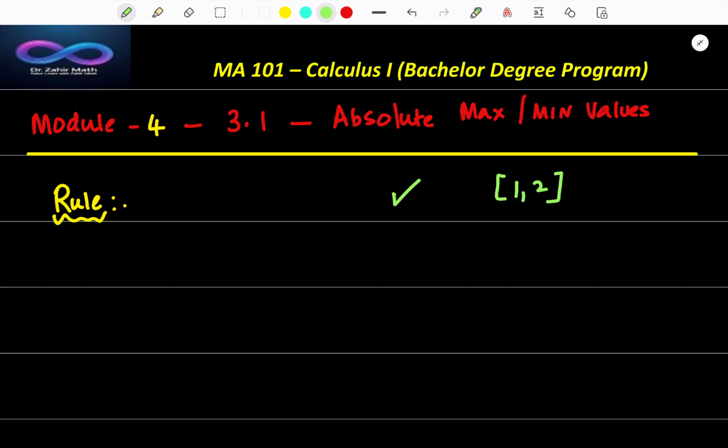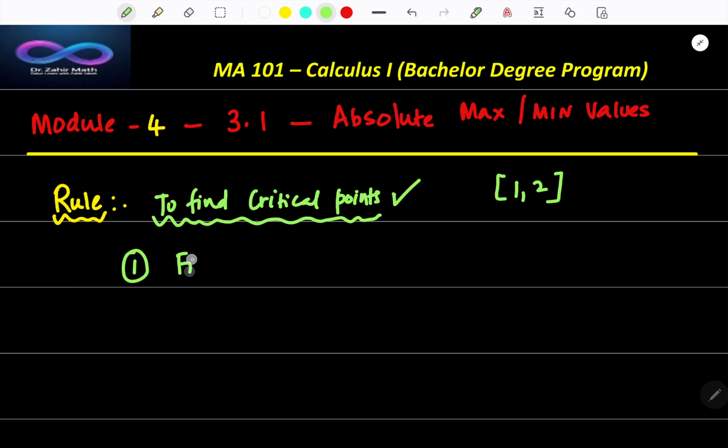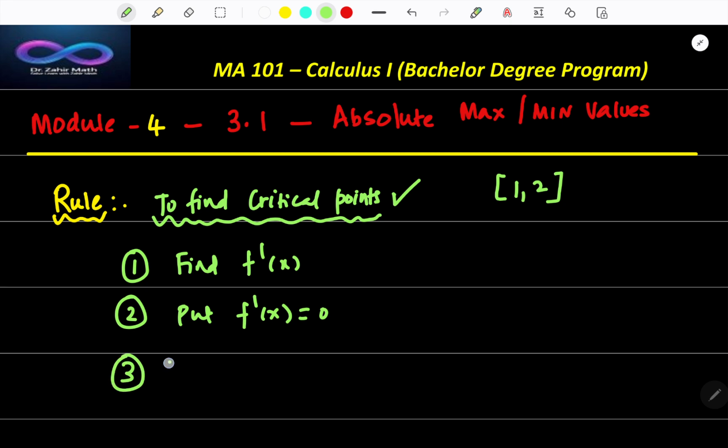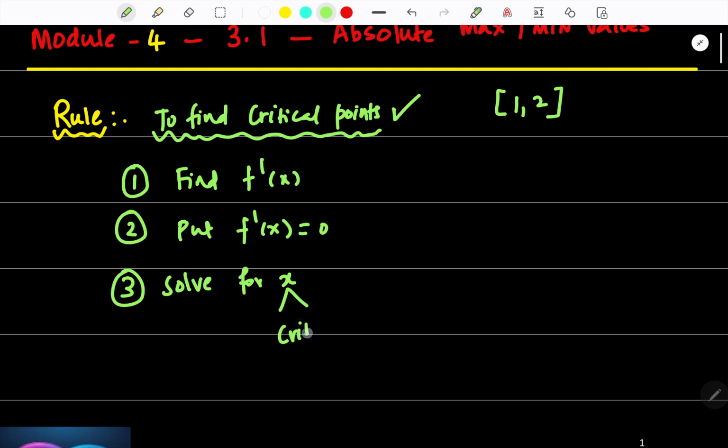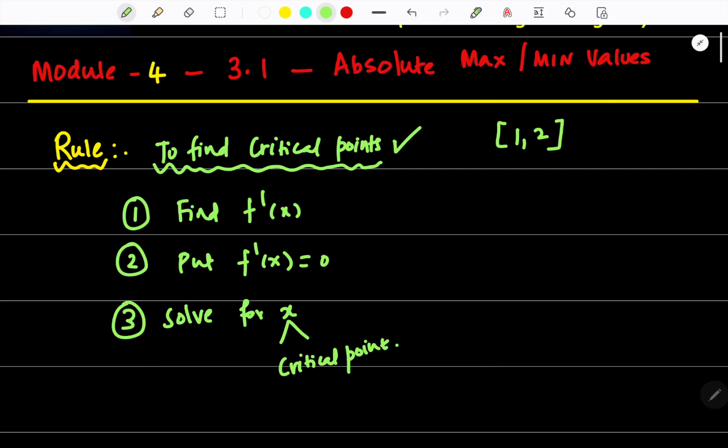Bismillah, let's begin. Before going to this one, first I need to give the rule for how to find critical points. This is the first thing. So in the first few questions we are going to solve how to find critical points. Step number 1, find f dash of x. Step number 2, put f dash of x equal to 0. Step number 3, solve for x. This x is called the critical point.